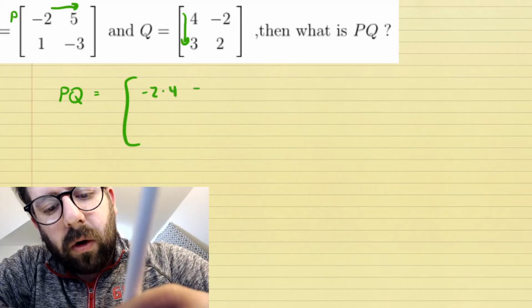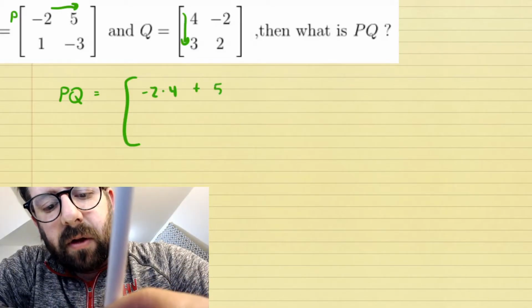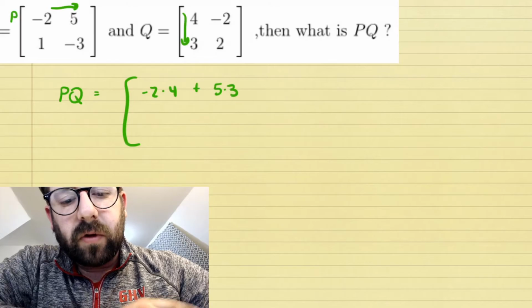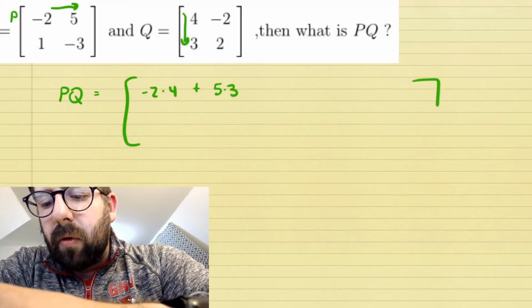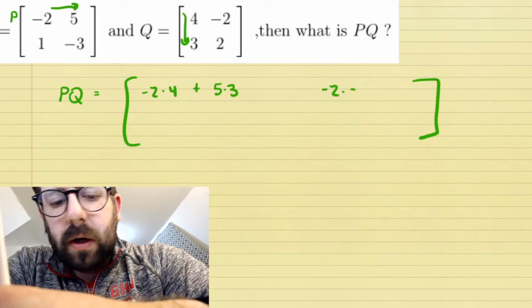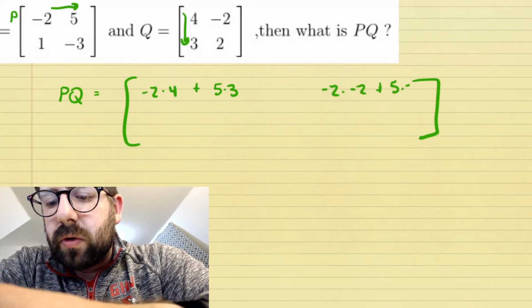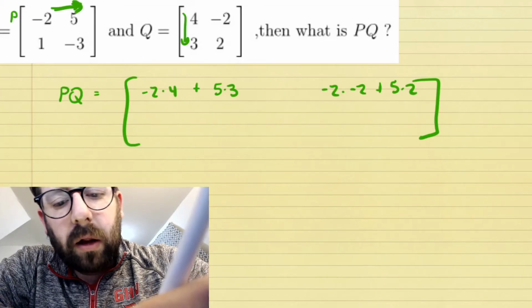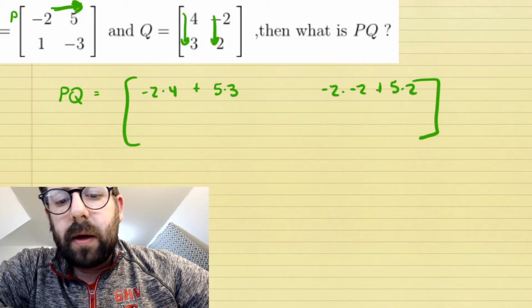-2 times the 4 plus the 5 times the 3. All right, so there's the first row, first column, there you go. And then the upper right corner over here, so now we have the -2 times the -2, and the 5 times the 2. So now I'm going row, column, second one there.